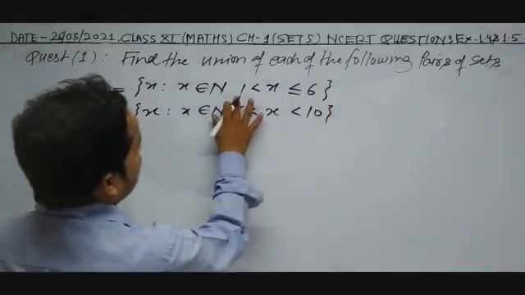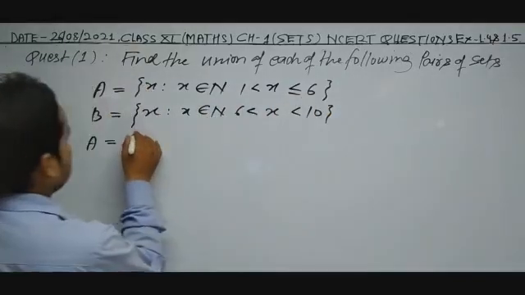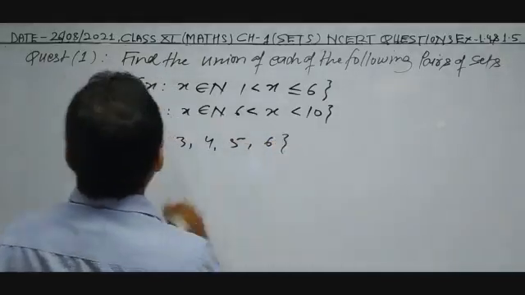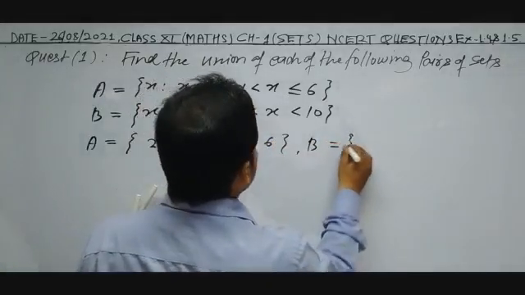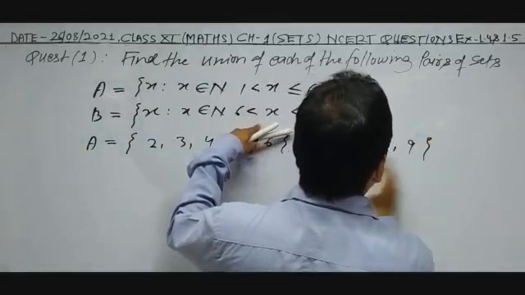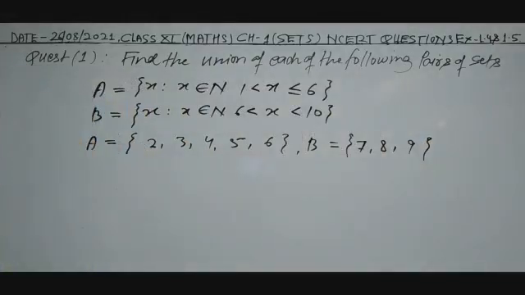So x belongs to natural numbers, x is greater than 1 and less than or equal to 6, then the elements of set A will be 2, 3, 4, 5, 6. And now set B will be x greater than 6, meaning 7, 8, 9 and not equal to 10. So 7, 8, 9 are the elements of set B. Now what are the common elements in set A and set B? There are no common elements, and in this question we have to find out only A union B.